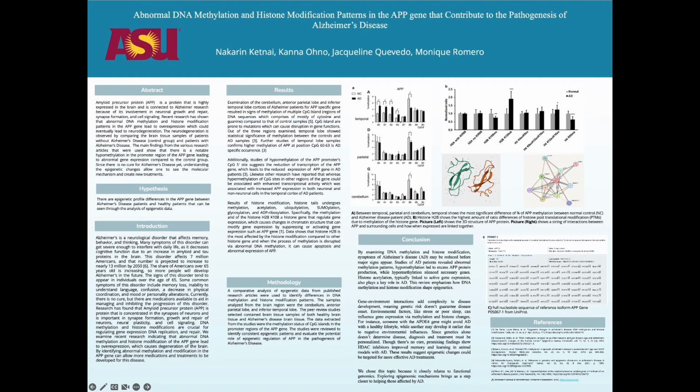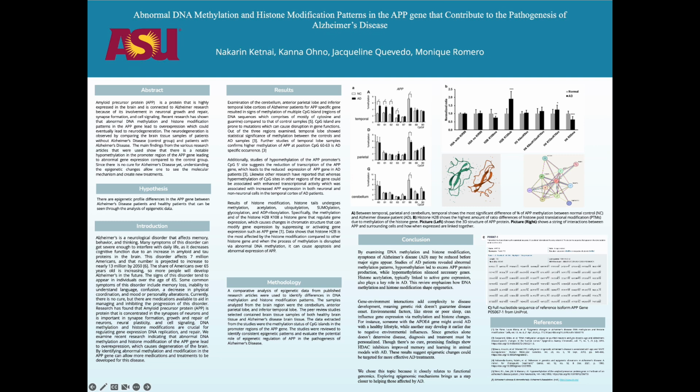Abnormal DNA methylation and histone modification patterns in the APP gene that contribute to the pathogenesis of Alzheimer's disease. Amyloid precursor protein, APP, is a protein that is highly expressed in the brain and is connected to Alzheimer's research because of its involvement in neuronal growth and repair, synapse formation, and cell signaling. Recent research has shown that abnormal DNA methylation and histone modification patterns in the APP gene lead to overexpression, which could eventually lead to neurodegeneration.